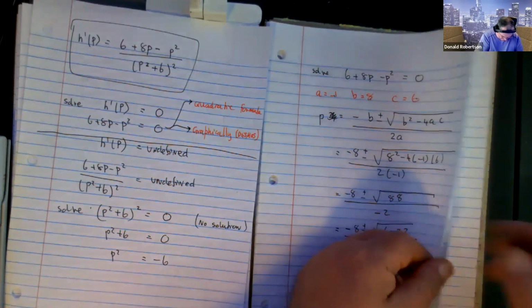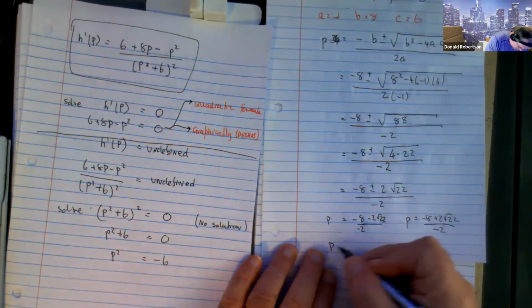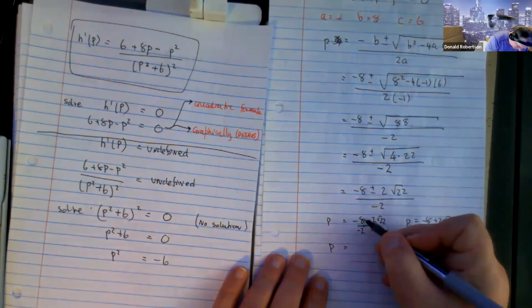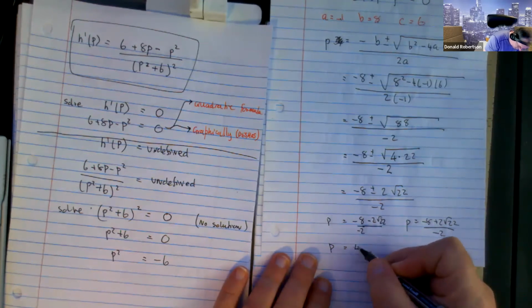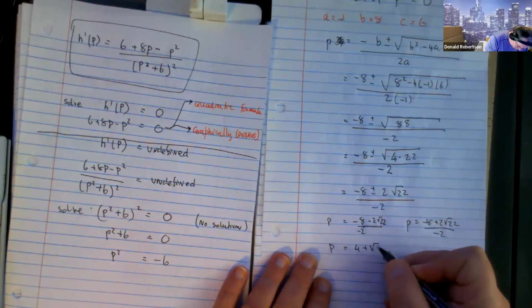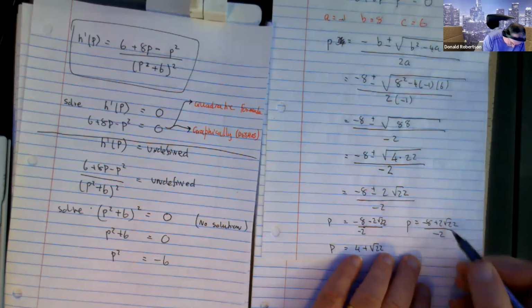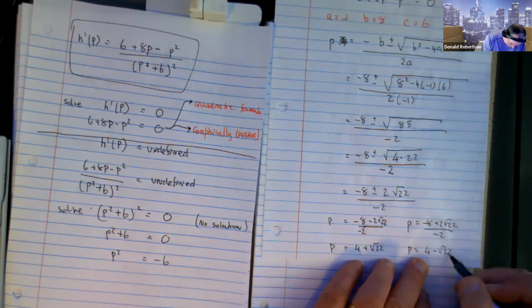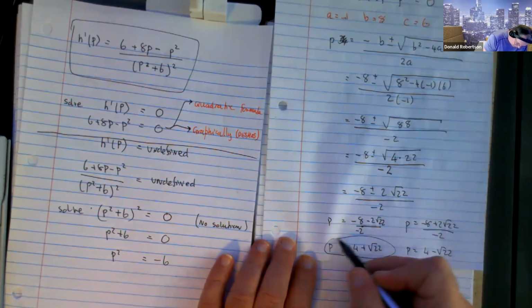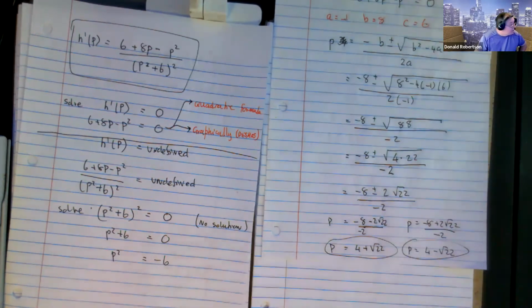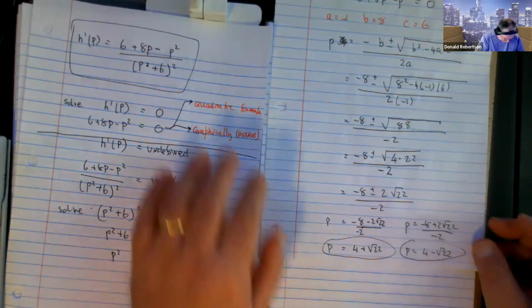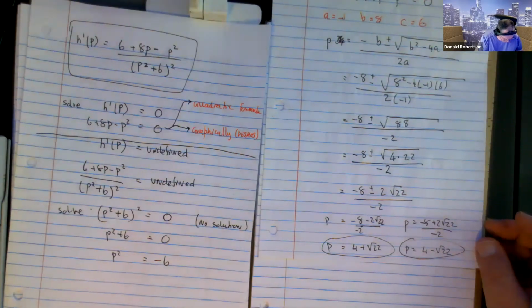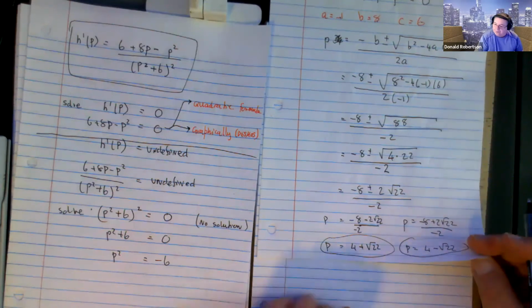And lastly, divide everybody by -2, that gets you 4 plus square root of 22. Divide everybody here, and you get 4 take away the square root of 22. And we have finally found the 2 critical numbers. That was a lot of work, wasn't it?